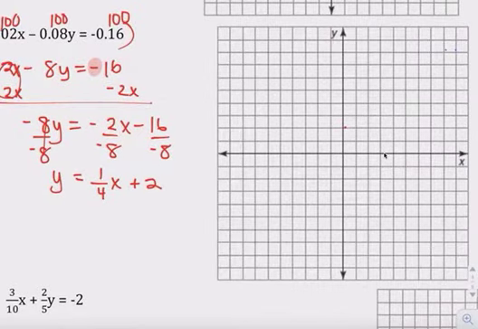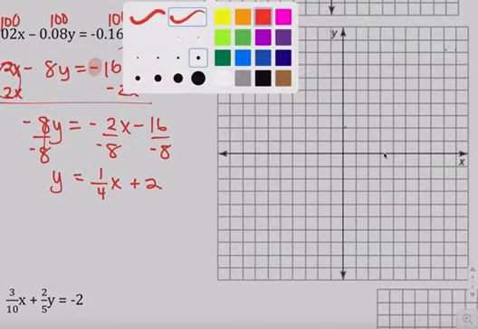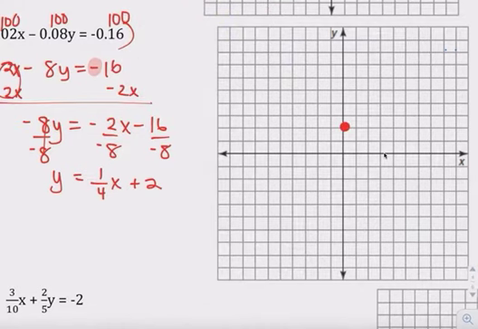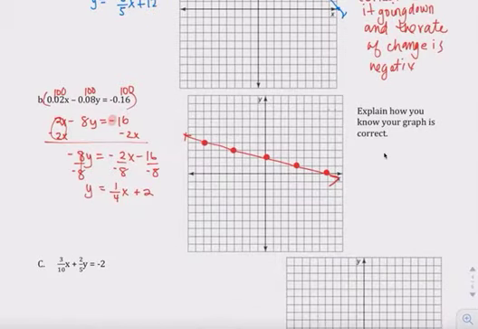2 is right here. And then you go down 1 over 4. Down 1 over 4. Run out of room. Go up 1 over 4. Over 4. Okay, connect the dots. There goes your graph. The graph is going down and my slope is going.